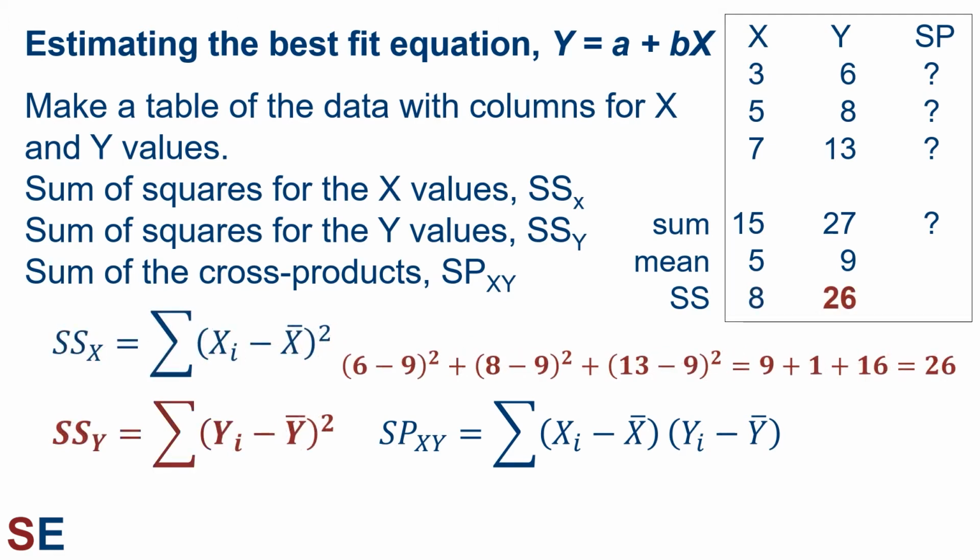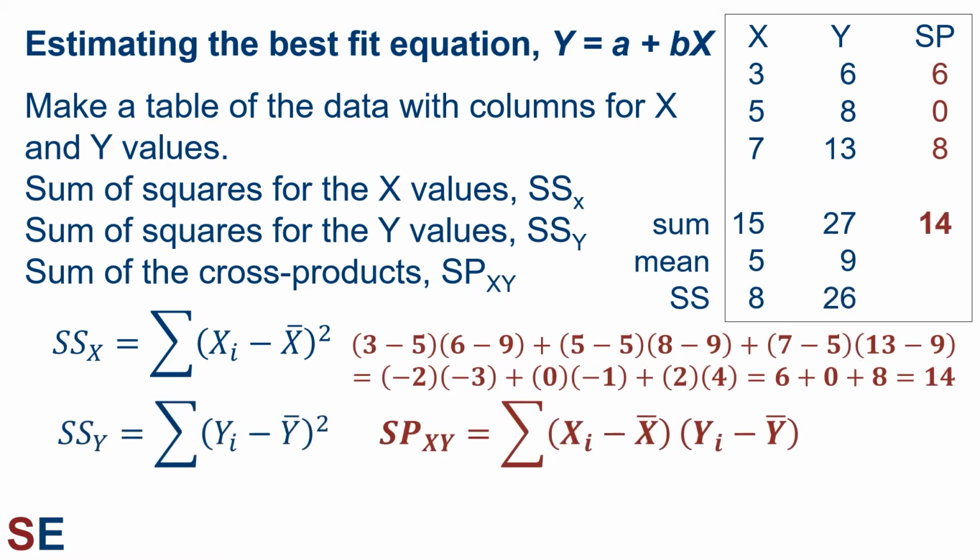To calculate the sum of squares y, we subtract the mean y value from each y value, square that value, and then add them all up. For our data, that would be 6 minus 9 squared, plus 8 minus 9 squared, plus 13 minus 9 squared, which is 9 plus 1 plus 16 equals 26 for our SSy value.